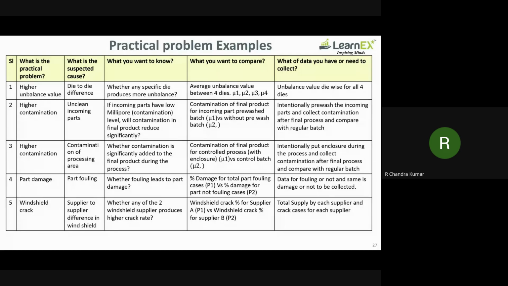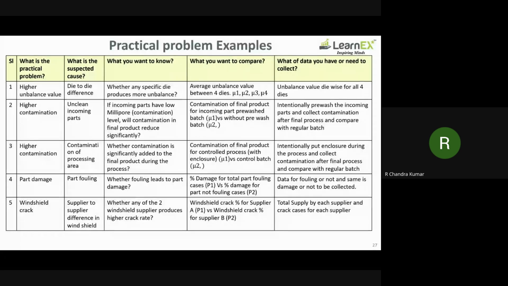In one company, the parameter is called unbalanced value. When they rotate and check, the machine gives how much is the unbalanced value. Based on the unbalanced value, they have to either add the material, remove the material, or do rework of that component. Now, the doubt is: does this unbalanced value depend on die-to-die variation? I have data of multiple products coming from 4 different dies. I have die 1 data, die 2 data, die 3 data. Each die has unbalanced values.